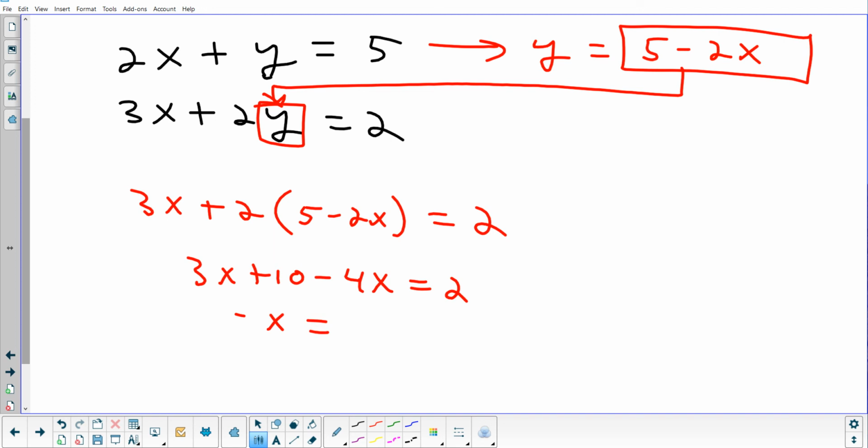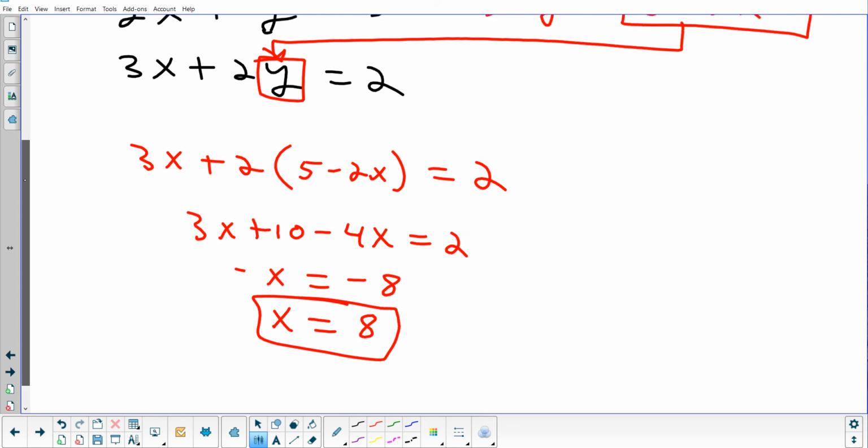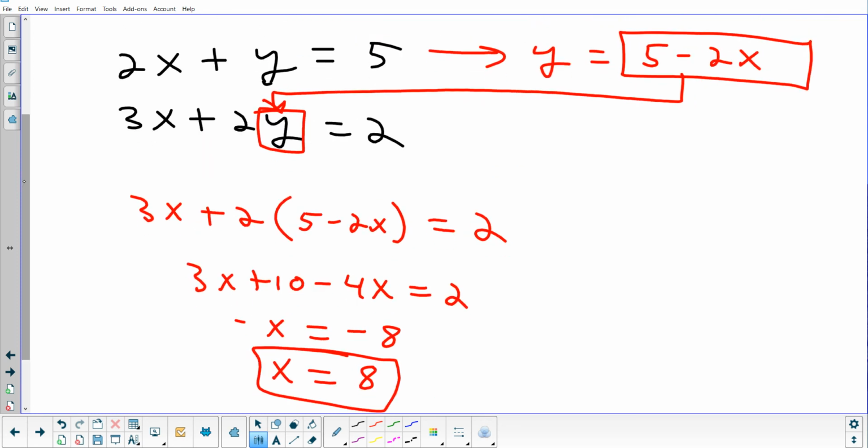And let's move the 10 to the other side. What's going to be on the other side? Negative 8. So x equals how much? 8. And that is the only answer. It's not a quadratic, so you don't have to get 2 answers for x, just 1. Any question on how we got x?